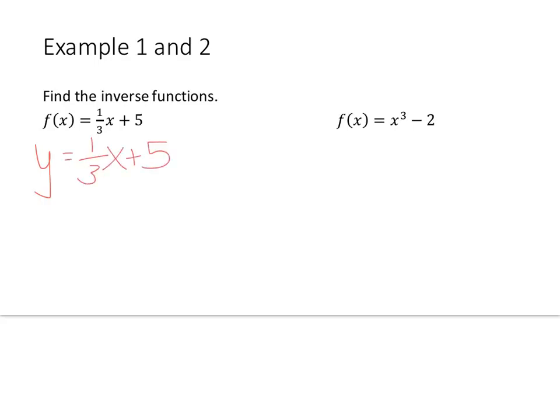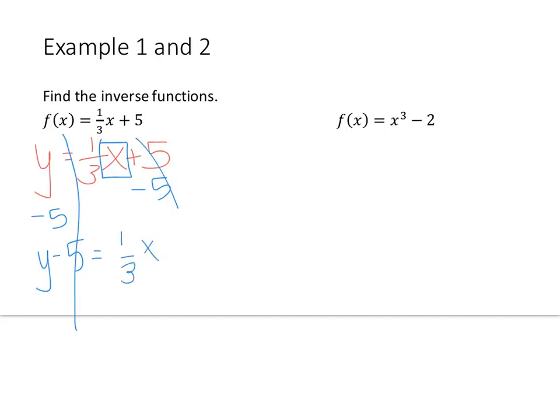And then we're going to solve for x. The way my freshmen like to see it is I box in what I'm solving for, and everything that is on the same side as x has to move to the other side. So I get rid of what's furthest from my x first. So subtract 5. So I have y minus 5 equals 1/3 x.